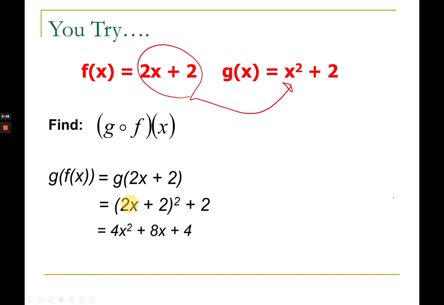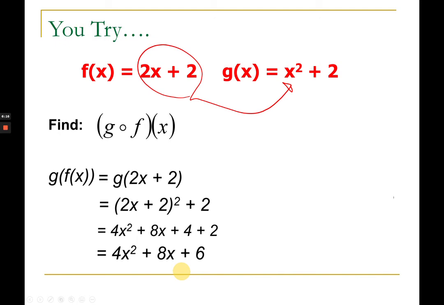Remember, your first term is supposed to be the square of the first term, 4x squared. The square of the last term, 4. The middle term is 2 times 2, 4 times 2x, 8x. Bring down, copy your 2. 4 plus 2 is 6, and it's done. Your result of g composed with f of x is 4x squared plus 8x plus 6.